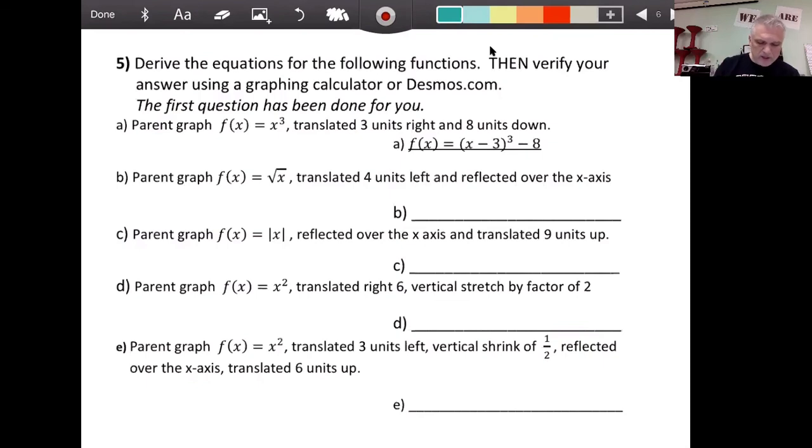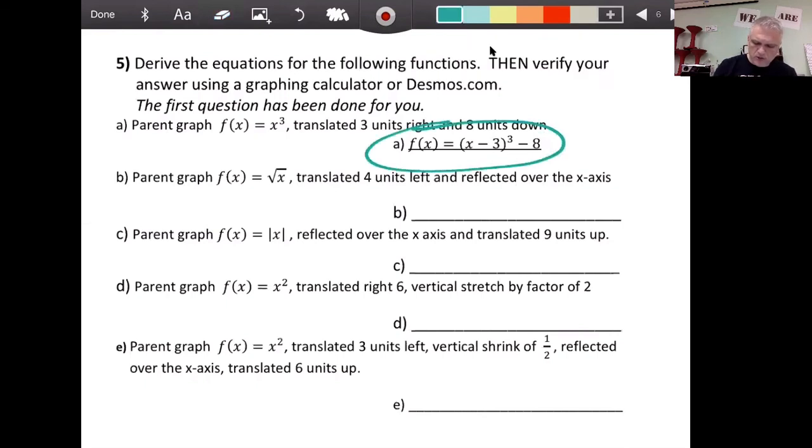So number 5, derive the equations for the following functions. Then you can verify with the graphing calculator or Desmos that you are correct. The first one has been done for you. The parent function was x cubed. So they went 3 units to the right. To the right means it's got to be inside with the x in the grouping symbol, and to the right is a minus the number, so minus 3. And 8 units down, up and down is going to be outside of the grouping symbols, and that's the minus 8. So your answer is given to you here.